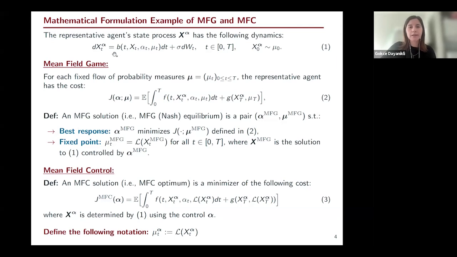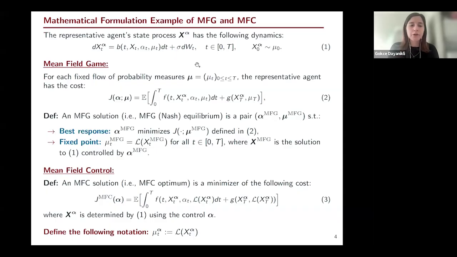So I'm going to assume that the representative agent's state process has a pretty general dynamics, where X_t is the state of the agent, alpha is the control of the agent, and mu_t is the distribution in the population. Again, this can be the distribution of the states, the distribution of the controls. It can be population statistics too. For example, in the LQ games, we generally take this as the average of the states, the expected state. And we have some randomness that comes from the Brownian motion.